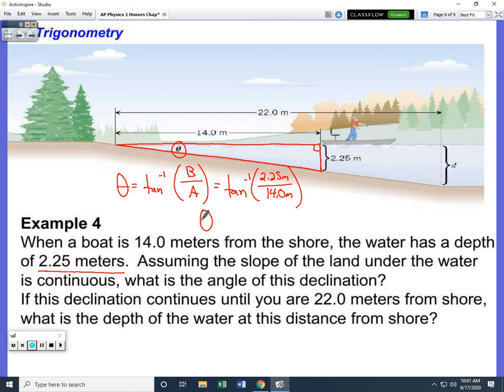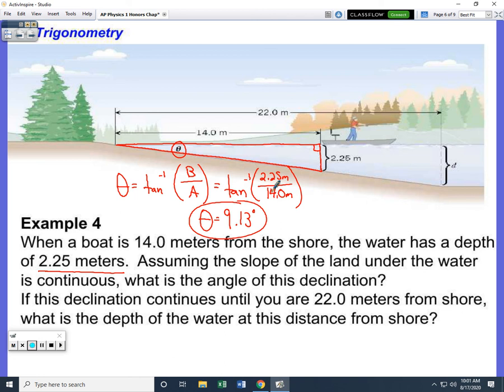And this is what I would plug into my calculator to try to find that actual angle. And again, make sure that you're in degree mode. So you actually hit the second key and then hit your tangent. And that should write a tangent to the -1 and then 2.25 divided by 14. Hit enter, and I find out that this angle is 9.13 degrees if I keep 3 significant figures based off of those.